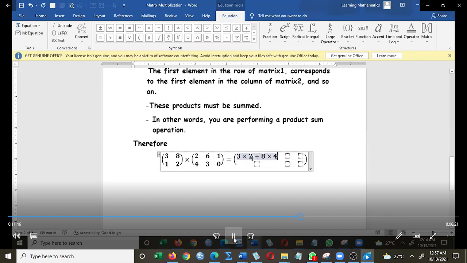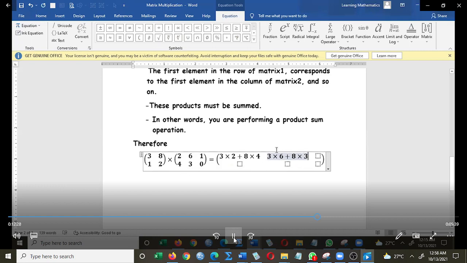So product sum. We're on the first row, so we have to go back to 3 and 8. But we're in the second column, so we have to use 6 and 3. So it's the same 3 times the 6, because 6 is the first element in the column of matrix 2, plus the 8, the second element, times the 3. The 3 is the second element in the column. Second element in row corresponds to second element in column.